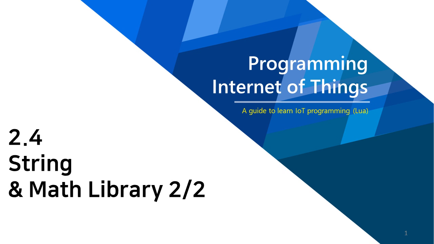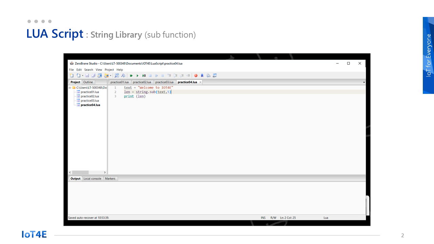For this lesson, we'll continue going over the string and math library. The sub function. Replace string.reverse with string.sub. Add a second parameter with a value of 5. Run the program and look at the output console. The resulting value is "ome to IoT4E", a substring of "welcome to IoT4E".